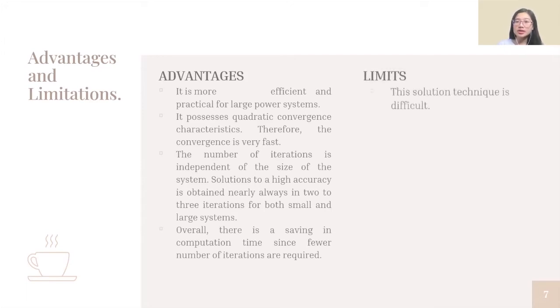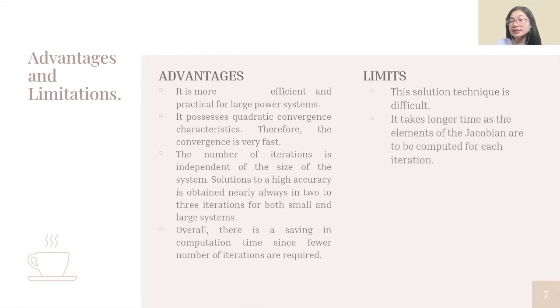As for our limitations, this solution technique is difficult. Of course, we are now dwelling in a more complex solution to be able to come up with a lesser number of iterations and also to save computational time. So we are yielding a solution technique that is more complicated or difficult. It takes longer time as the elements of the Jacobian are to be computed for each iteration. It takes longer because we are adding a more complex, more complicated technique.